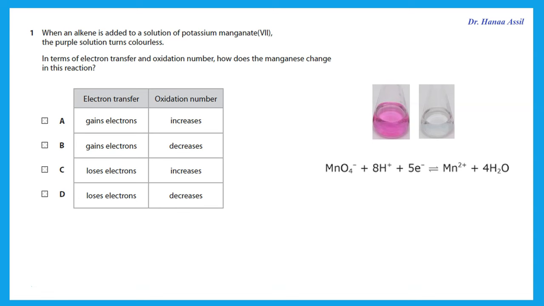The manganate ion, in which the manganese has an oxidation number of +7, changes to manganese 2+, and that is a reduction reaction. So what is happening? The manganate gains electrons and the oxidation number decreases.